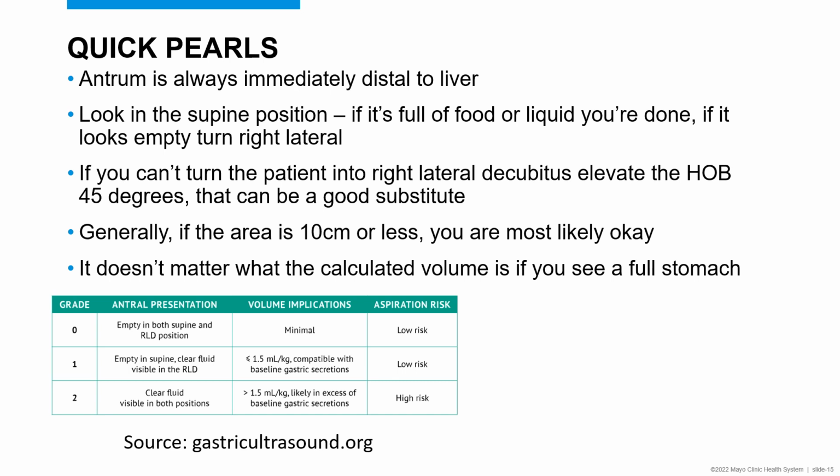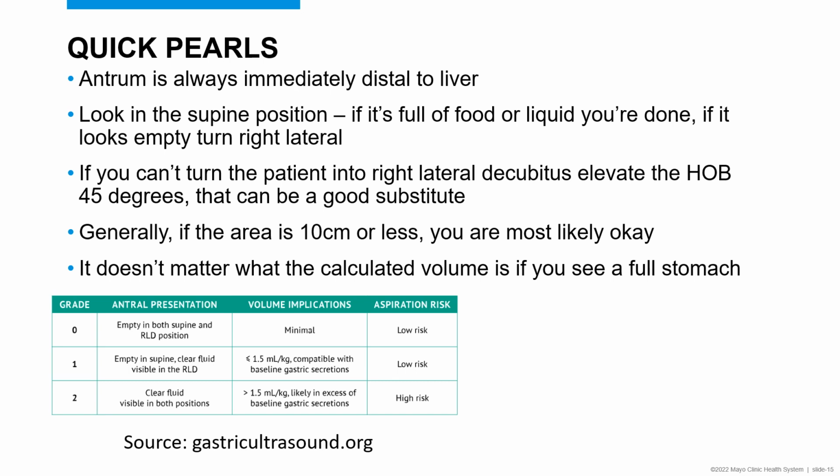So here are some quick clinical pearls. If you're looking for the gastric antrum and feel a little lost, the antrum is always immediately distal to the liver. If you look in the supine position and the antrum appears full of heterogeneous solids or clear liquids, then you're done. The patient is considered a grade 2 or high aspiration risk.